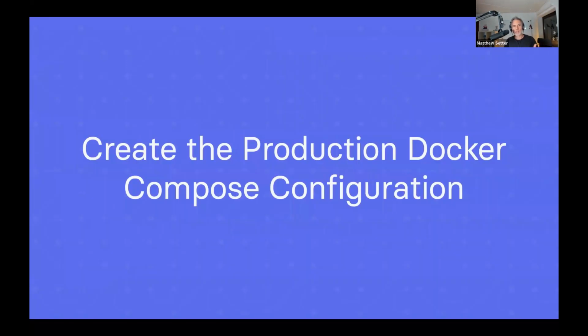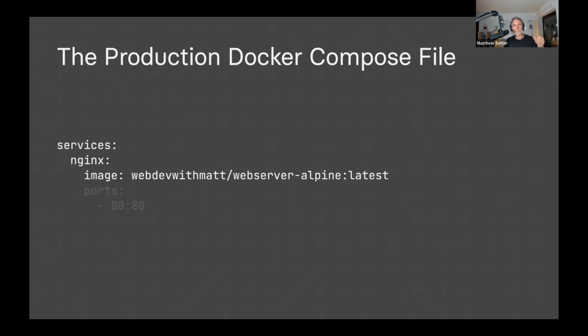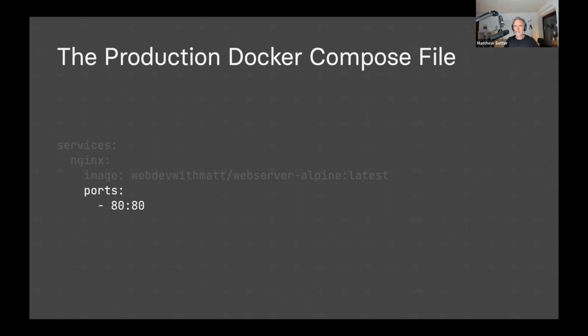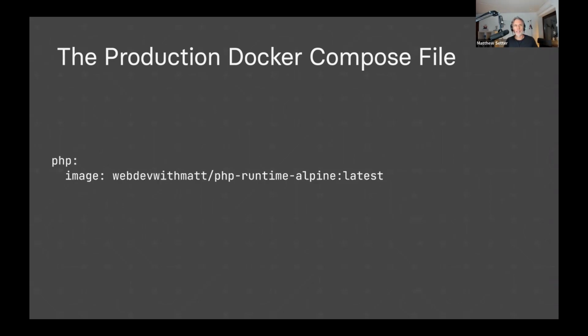Now, we need to create the production Docker Compose configuration file. It'll have the same services with largely the same configuration for each one, but there are a few little differences to pay attention to. The NGINX service now uses the NGINX image, which we'll create in the next section. And instead of mapping port 80 in the NGINX image to port 8080 on the host, it'll map it to the standard port 80 instead.